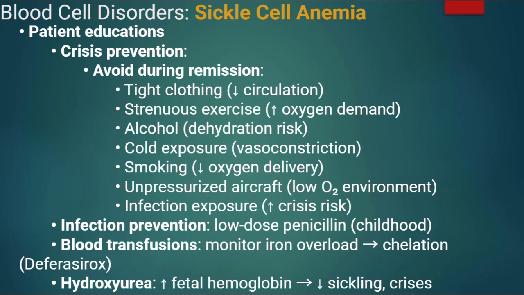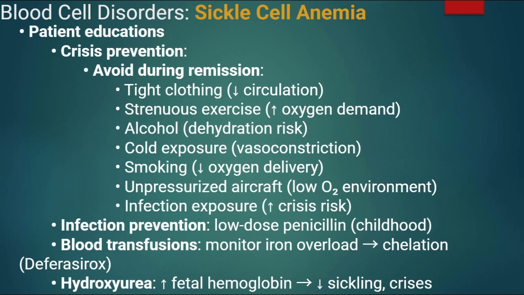Patient education is one of the most important aspects of managing sickle cell anemia. Nurses play a key role in teaching patients how to prevent crises and manage complications. Crisis prevention centers around avoiding factors that lower oxygen in the blood. Patients should avoid exposure to cold, since cold temperatures cause vasoconstriction and sickling. They should also avoid infections. Good hand hygiene, vaccinations, and early treatment of illness are crucial. Finally, they should avoid strenuous exercise, which increases oxygen demand and can trigger a crisis.